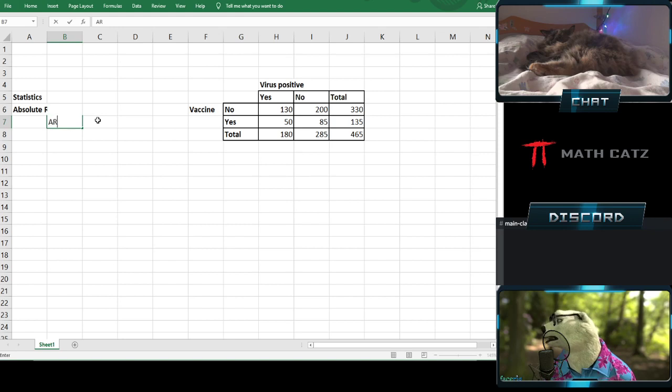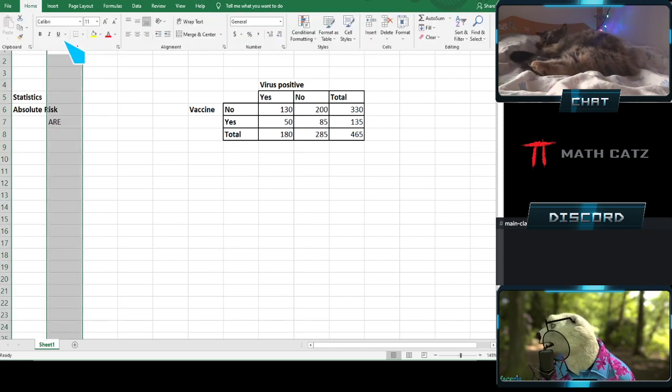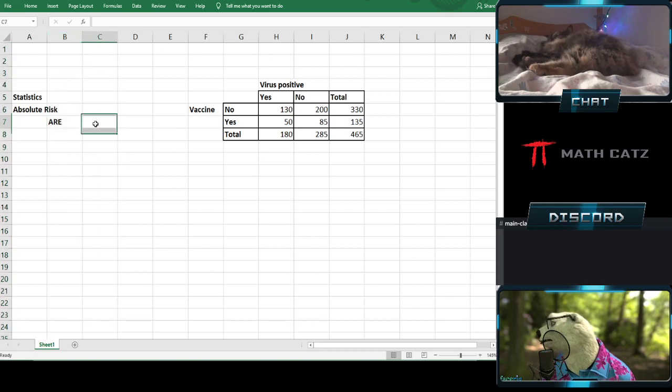I'll say AR, with a small e. It looks like the word. Not the word. AR, maybe big E. There we go. Bold this column as well. It's the answer. Okay.